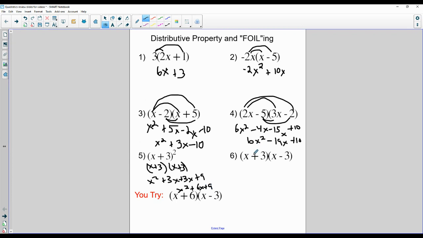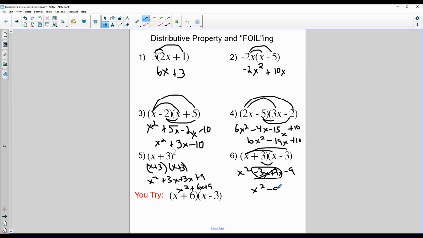Number 6, okay, we're going to double distribute this one. We'll watch what happens there. This is kind of a weird exception here where we don't get a quadratic trinomial. We distribute, we get x times x is x squared. And then x times negative 3 is negative 3x. And then 3 times x is 3x. And then 3 times negative 3 is negative 9. So you can see right here in the middle, these like terms are actually going to cancel out. Right? And so you get x squared minus 9.